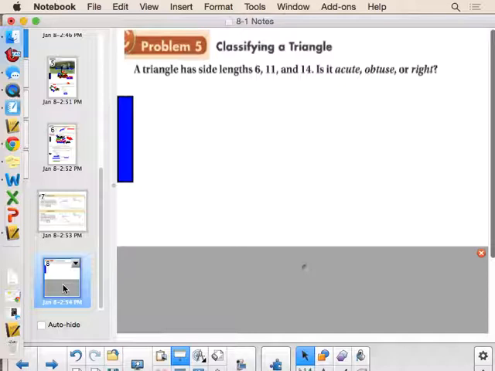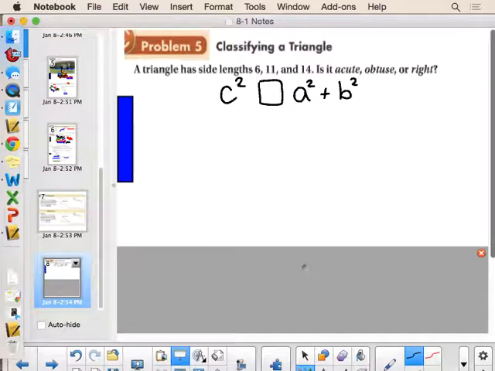A triangle has side lengths of 6, 11, and 14. Is it acute, obtuse, or right? So the setup that I'm going to use for this one, instead of questioning equalities, is a blank box. All of the theorems we've dealt with today featured a squared plus b squared, and somehow it was related to c squared. So once again, I need to figure out what I'm plugging in for where.